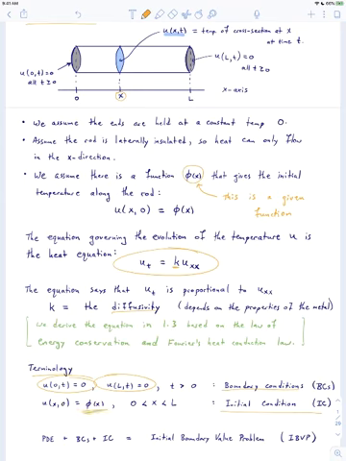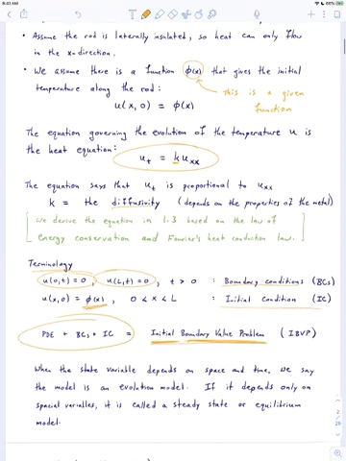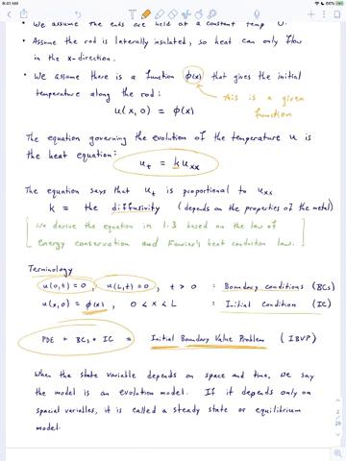So we have a partial differential equation, boundary conditions, and initial conditions, and if you put all of those together, you get what's usually known as an initial boundary value problem. The boundary value problem refers to the fact that we have boundary conditions, and the initial part refers to the fact that we have an initial condition. Here we have both of them, so it's an initial boundary value problem. When the state variable depends on space and time, we say the model is an evolution model. If it depends only on spatial variables, it's called a steady state or equilibrium model.